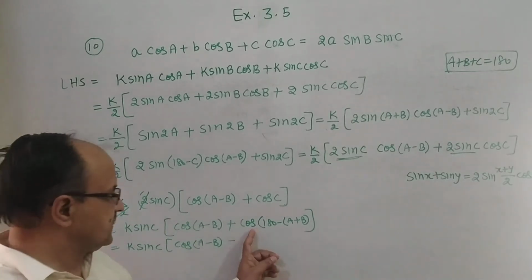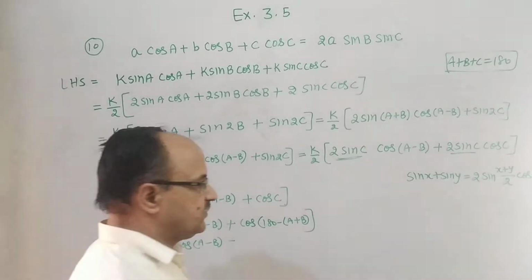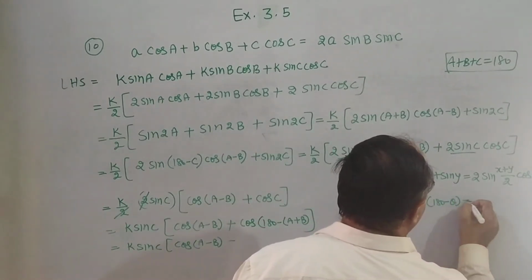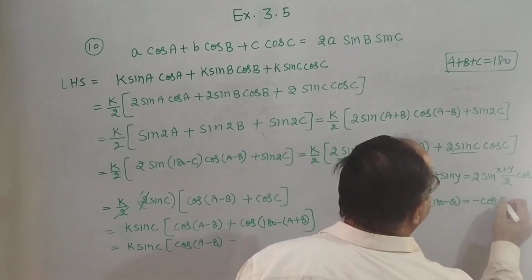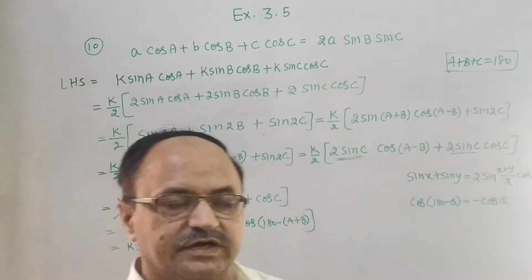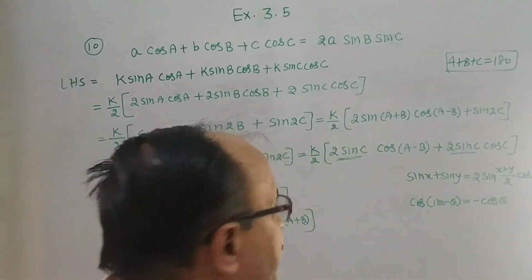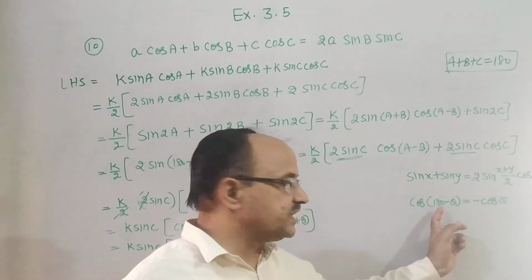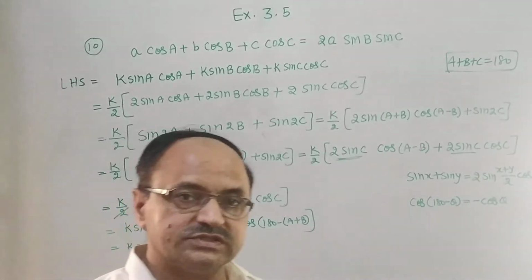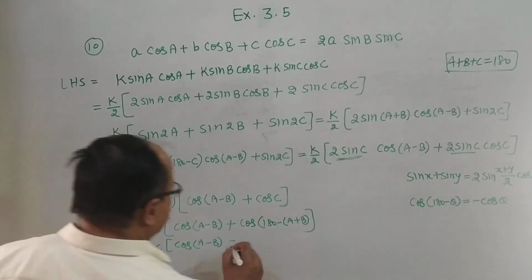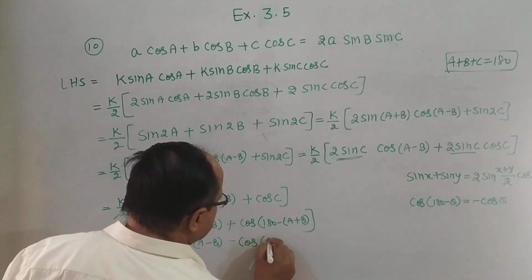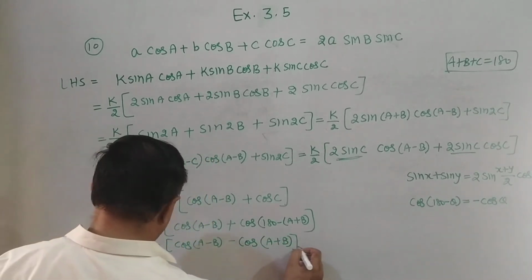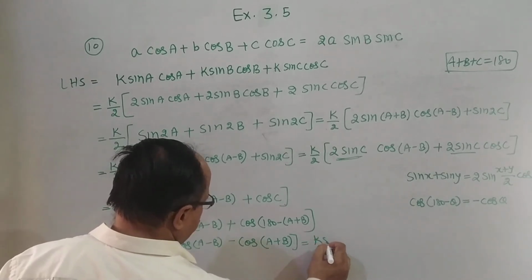Again here the formula, because you know that cos (180 minus theta) is minus cos theta. 180 minus theta lies in the second quadrant, and in the second quadrant cos is negative. It is the case of 180, therefore the t ratio is not changed. You can write here cos (A plus B), k sin C.